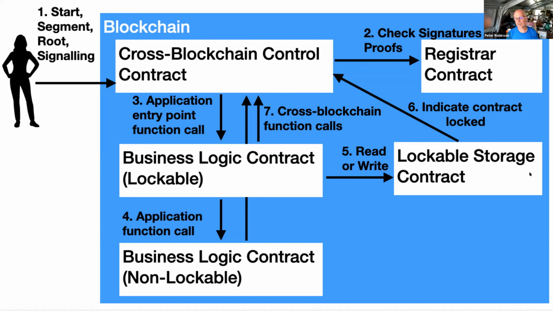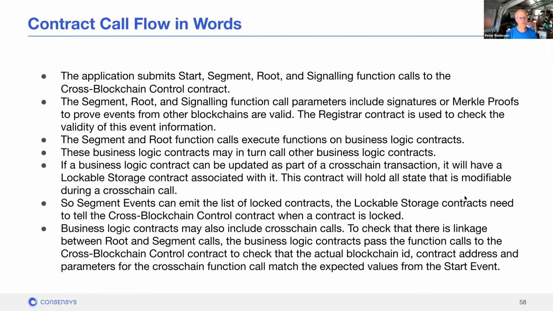And then I would have said that, obviously you need to check the signatures and Merkle proofs before you go acting on the cross-chain call that you've got, the segment or route. And if it's a signaling call, then the cross-blockchain control contract is going to call the lockable storage to unlock it and tell it whether to discard or apply the updates. And that is all of that in words.